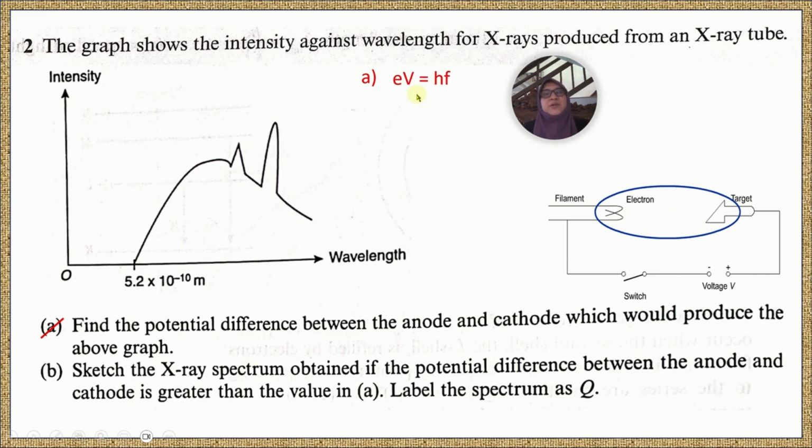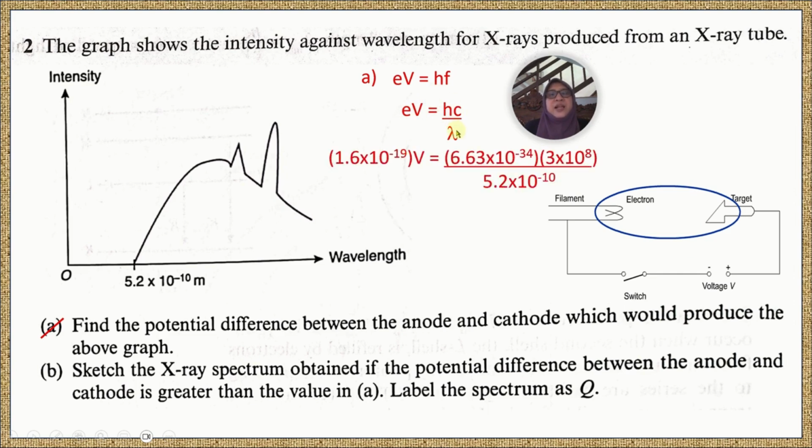Okay, the formula we are going to use is from the principle of conservation of energy. So energy of the electron here is given by eV. V is the potential difference here that we are going to find, and e is the charge of the electron. So equals to the X-ray photon emitted equals to hf. So f is c over lambda. So the lambda we can get from the graph here.